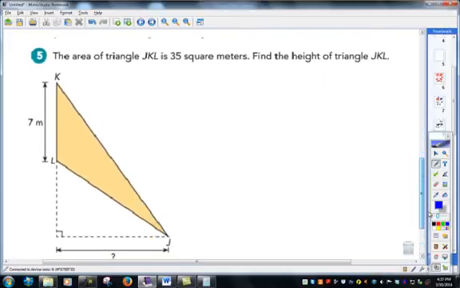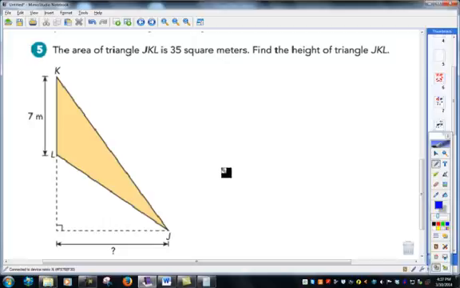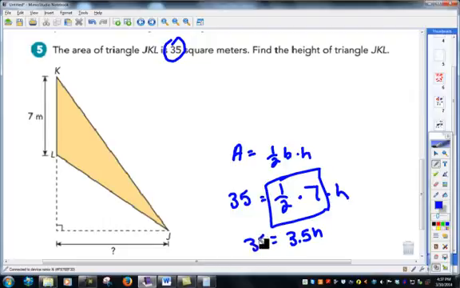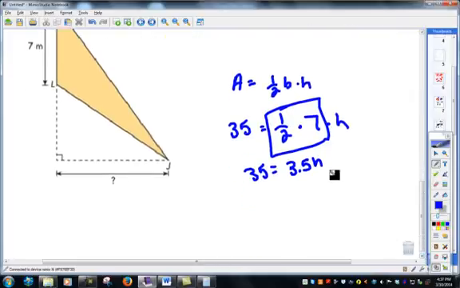Okay. I think that's enough for those. This one, real quick, would be the same way. We know the base is 7. So it's the same type of thing. You're given the area, so it's going to be area equals 1/2 base times height. So you're given 35 equals 1/2 times 7 times H. You're going to do this part; you're actually going to do the multiplication. 3.5H equals 35. Okay? And then again, you just do inverse operations. Divide by 3.5. Divide by 3.5.